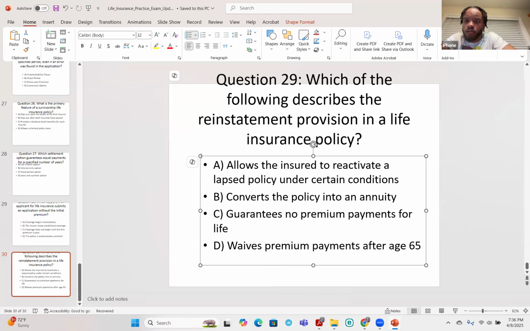All right. Which of the following describes the reinstatement provision in a life insurance policy? Is it A? I know the reinstatement period is 5 years. Is it A? Yep. It's A. Exactly. Okay, don't worry about the 5 year part. They may have the question worded that way, but as long as they change the wording up a little bit and say reactivate. Reactivating and reinstating the coverage is the same thing. Okay. All right.